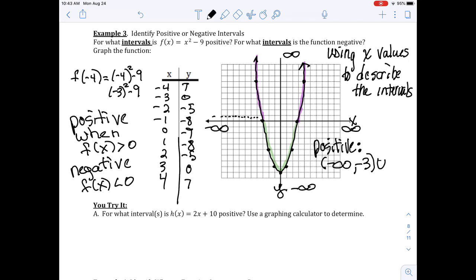And then when is the next time that, as we are tracking from left to right, we see the purple shade again? Starting at 3 towards infinity. And that describes the intervals where the graph of the function is positive. Those are the intervals where the function is positive. The function is negative in the green area of the graph.